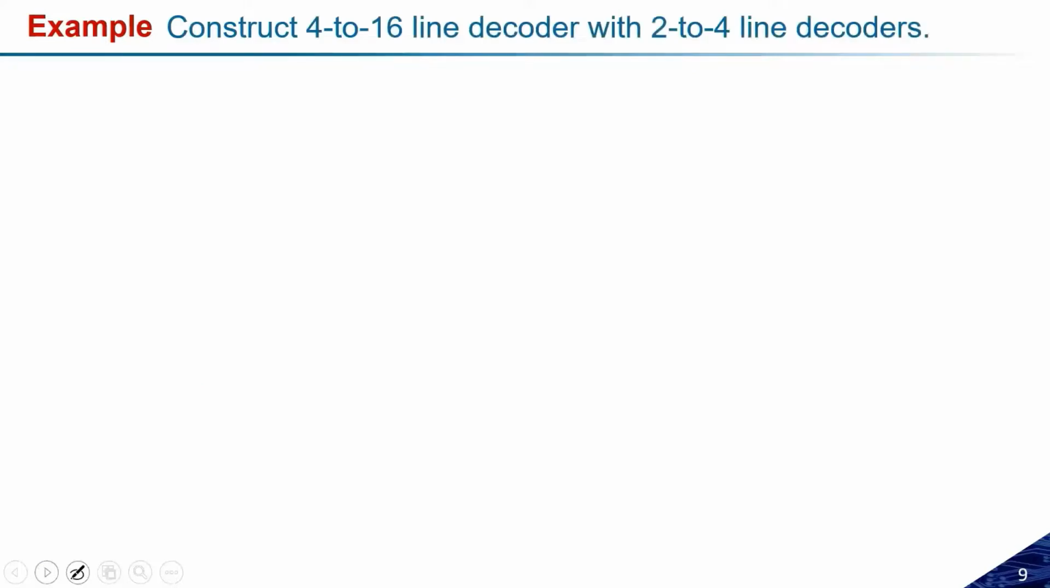Let us try to take some more examples. Let us try to construct a 4 to 16 line decoder with 2 to 4 line decoders. Can anyone tell me how many decoders we need for this purpose? 4. Okay, 4 in stage number 1, right? And try to check how many requirements there will be in stage 2. It's total 6.